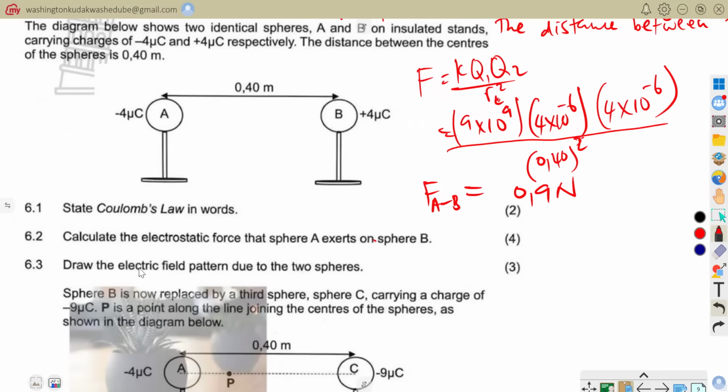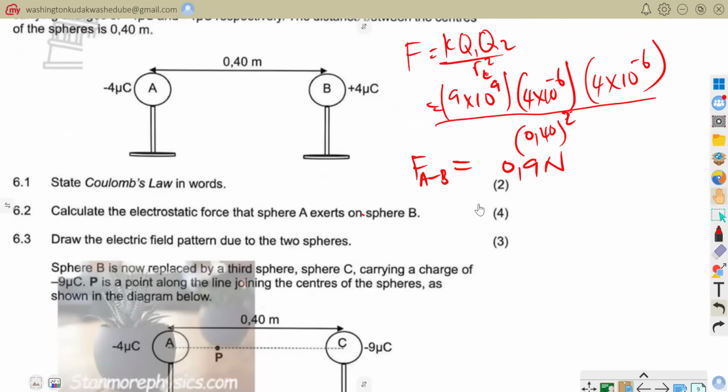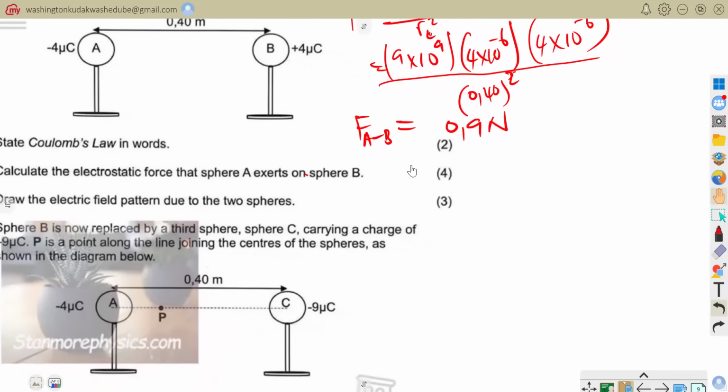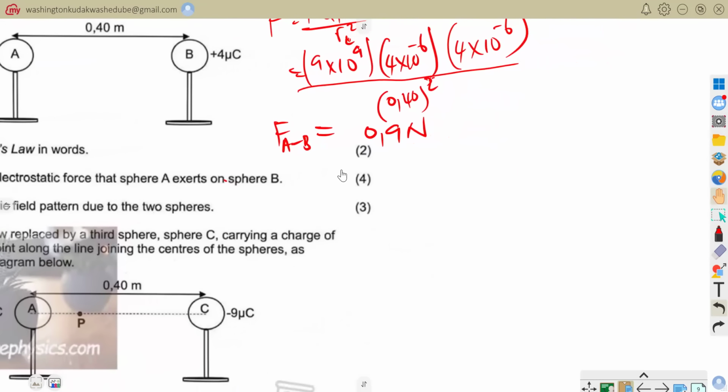Now they are saying draw the electric field pattern due to these two spheres. We know that the electric field moves from the positive to the negative. So we can have our negative here.